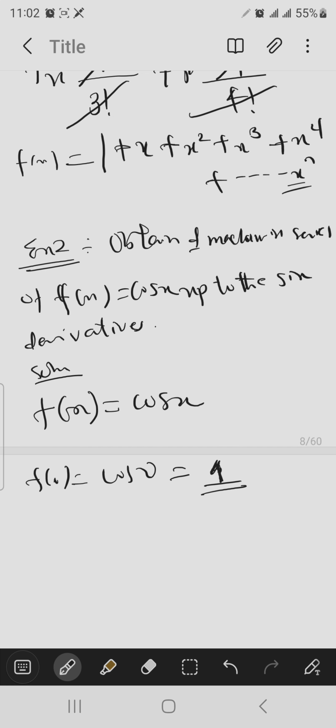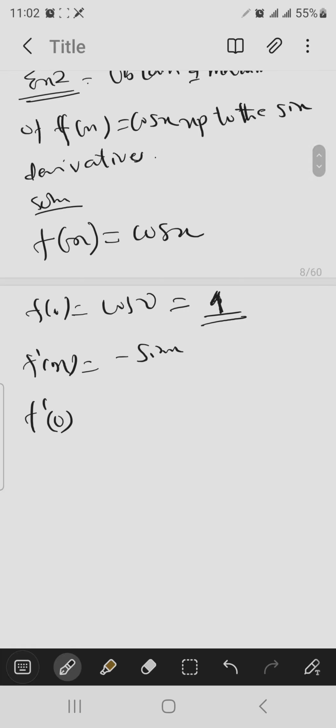Now the second thing is that I'm going to differentiate f of x. F prime of x is equal to what? The derivative of cos x is equal to what? Minus sin x. So I will now find f prime of 0. It means that I'm going to put 0 in place of x here. So this one is going to be minus sin 0, which was what? 0.